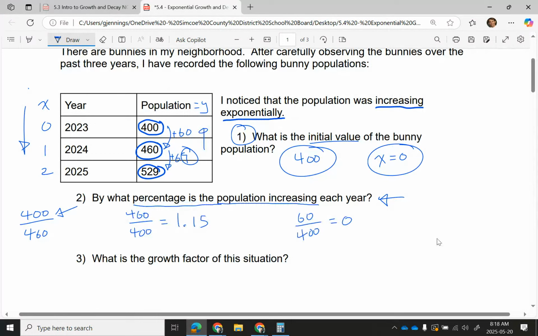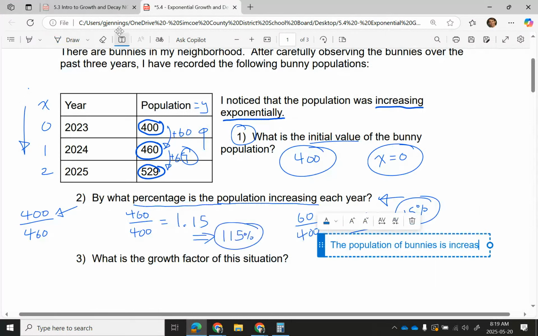This one here, 1.15, if I times it by 100, what do I get? 115%. Okay? So there you go. It's increasing by 15%. So let's put in a little sentence there to make that clear. The population of bunnies is increasing by 15% per year.